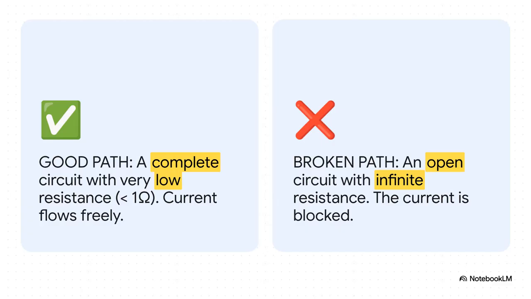Yeah, this really boils it down to just two states, right? You've got a good path, which is a closed circuit. Think of it like a brand new, perfectly paved superhighway for electricity. The resistance is super low and the current just flows. But a broken path? That's an open circuit. The resistance is basically infinite. It's a dead end. The bridge is out and the current is totally blocked.